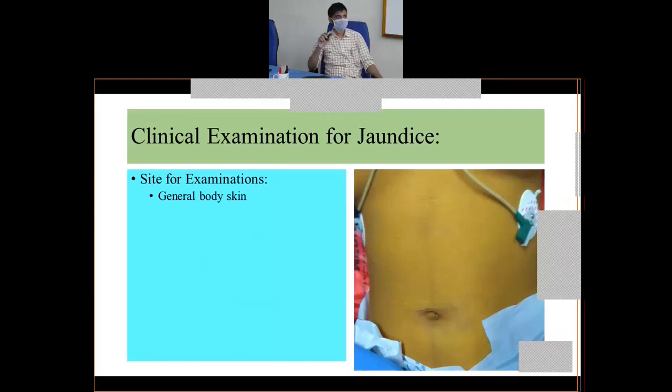Then the generalized body skin. Once the bilirubin is too high, then you may get generalized yellowish coloration of the whole body. Then many times over the skin you may get scratch marks, because obstructive jaundice causes pruritus, and this type of patient has a tendency to scratch the body. So scratch marks are quite common in case of hyperbilirubinemia.